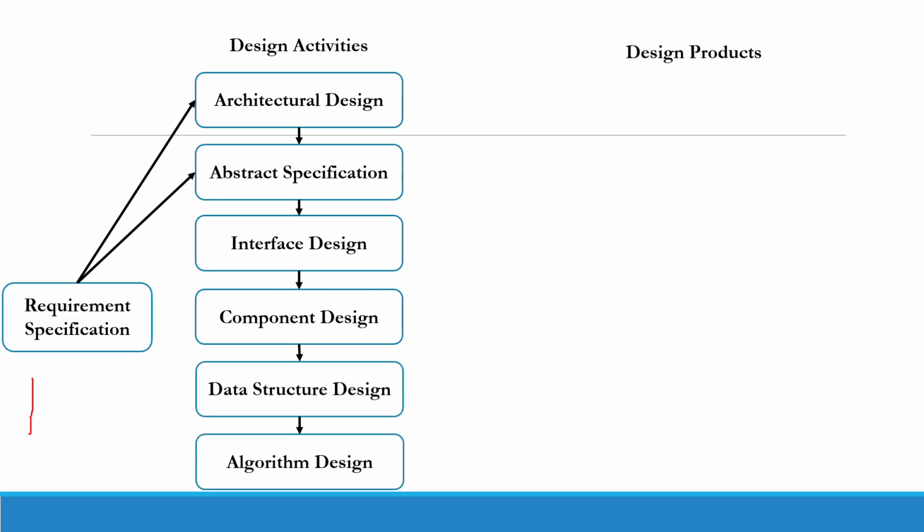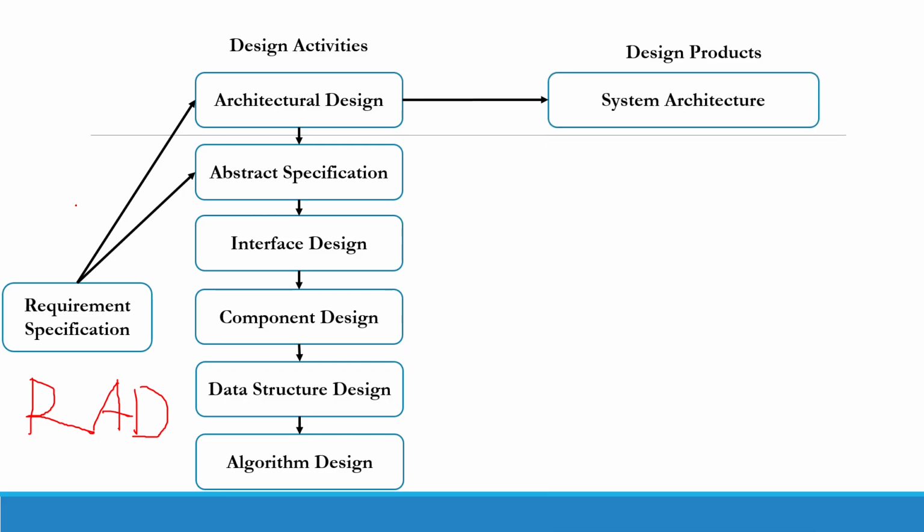So when you say requirement specification, there are a set of requirements in the RAD, that means the requirements analysis document. From this RAD document, we can process different kinds of design activities like architectural design, abstract specification, interface design, component data structure, and algorithm activity. This activity also has design products or outputs. For example, from the architectural design, we can understand what kinds of system structures we'll have, and how the system components will be deployed.